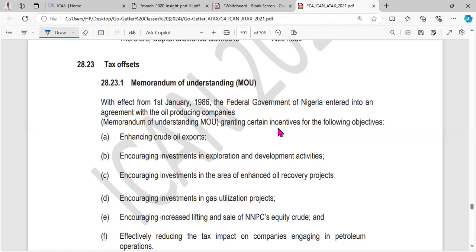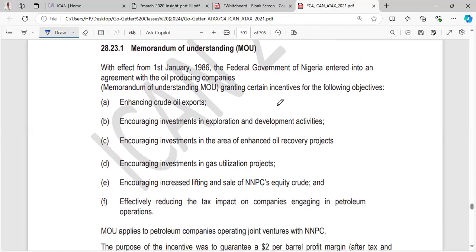The oil prices were getting so low, people were not looking at the oil sector as lucrative. They were making losses. The cost is high, and they are selling at low prices, and they are not being encouraged. More so, some people will lose all their investment if they didn't strike oil. So the memorandum of understanding was granted, with certain incentives to be granted to them. The objectives of that MOU were: to encourage crude oil exports, to encourage investment in exploration and development activities. This is a risk for the PSC companies. If they don't see anything, the investment is gone.